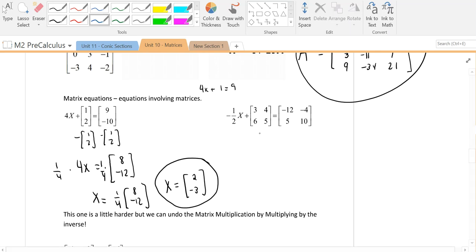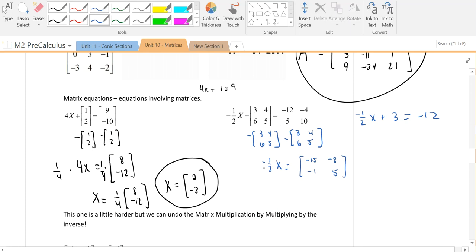All right, so the one next to it, I'm going to do the same kind of thing. I'm going to subtract. And you can think about this as no different than -1/2 x plus 3 is equal to -12. And I'm working from there. Okay, -1/2 x is going to be -15. -4 minus 4 is -8. 5 minus 6 is -1. 10 minus 5 is 5. Then to get rid of this -1/2, I'm going to instead multiply by -2 as my scalar. That'll give me 30, 16, 2, and -10. Final answer.